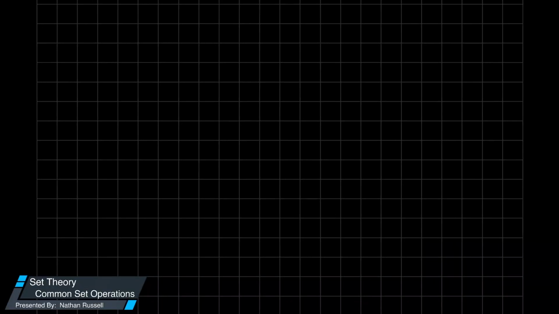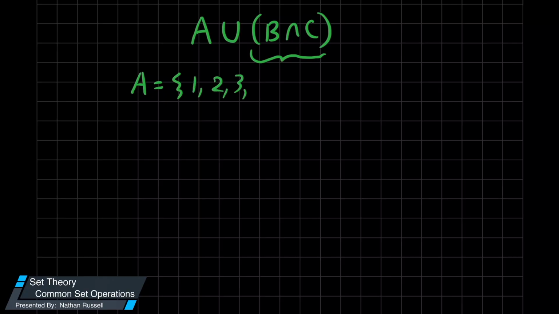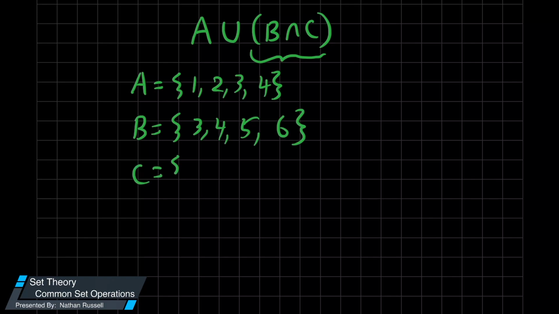Let's talk about the distributive laws. So imagine that we have A union the intersection of B and C, and we're writing it like this. All right, so let's give a concrete example of what this will look like. Let's suppose that A is equal to the set 1, 2, 3, 4. Let's suppose that B is the set 3, 4, 5, and 6. And then let's suppose that C is the set 3, 4, 5, 6, 7, 8, and 9.